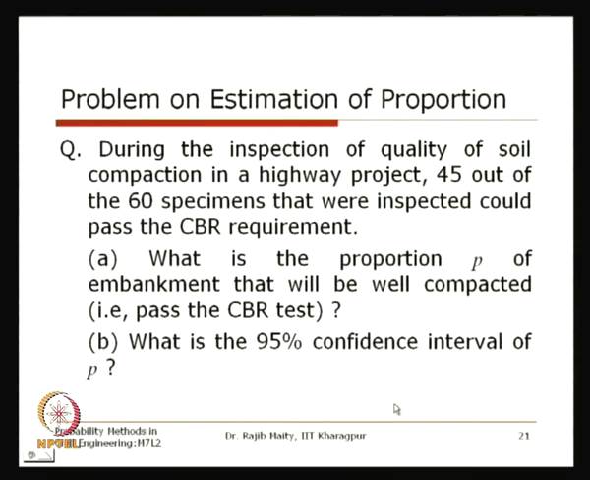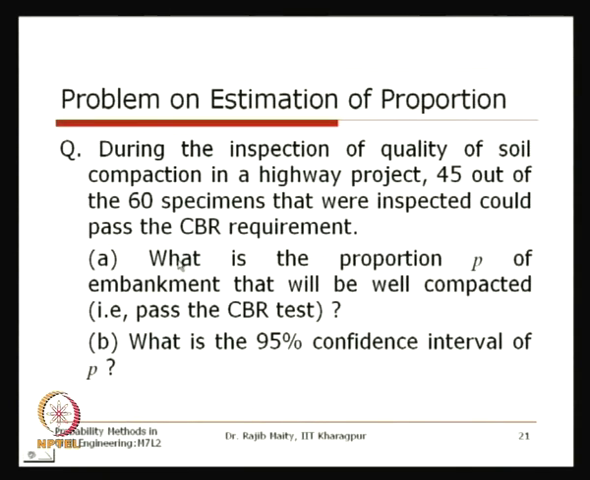Now, if we take one example of this proportion and its confidence interval: during the inspection of the quality of soil compaction in a highway project, 45 out of 60 specimens that were inspected could pass the severe requirement. Here, again, this is a Bernoulli process, where one particular specimen may or may not pass the severe test, and out of 60 specimens, 45 have passed.